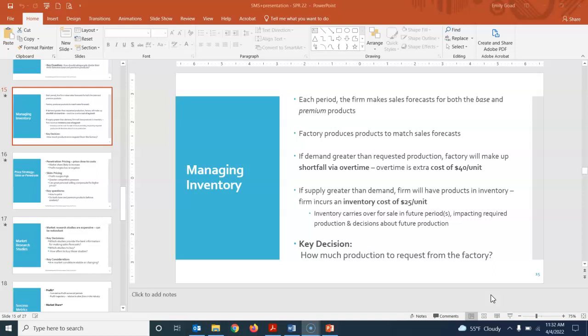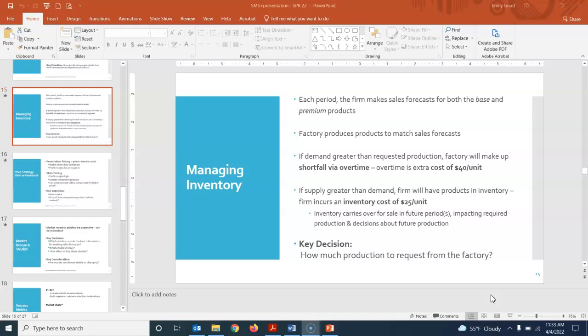So what happens if you don't make enough? The factory will produce more, but it's going to come at an overtime cost of $40 a unit. What if you make too much? Then you're going to incur an inventory cost of $25 a unit. However, that inventory that you're storing, you can then use in the next quarter.